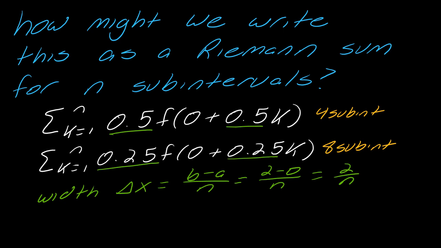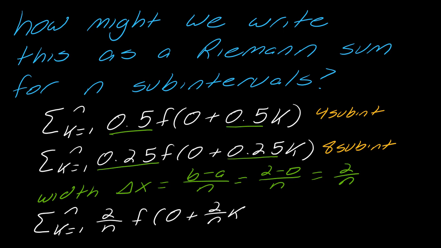So if I want to do this now for n subintervals, then the most general formula that I can come up with would be replacing these widths with this more general way to calculate it. So this would be 2 over n times f of 0 plus 2 over n times k. So that would be it. And then just tell me how many subintervals you want, and then we can figure it out from here. All right.